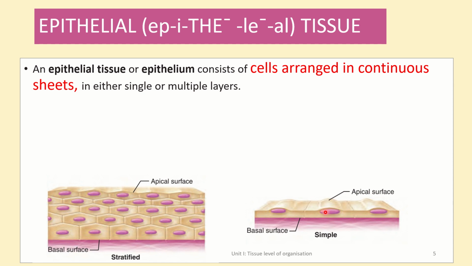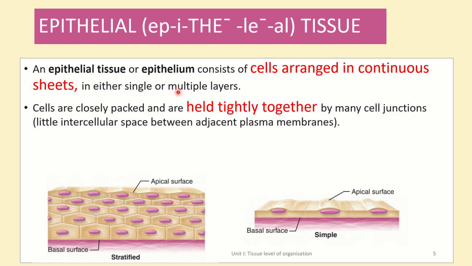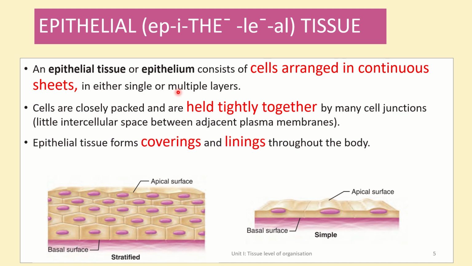Further, in a simple tissue, you can observe one layer of cells, whereas in stratified, they've been arranged one on top of the other, hence in multiple layers. The next thing to note about epithelial tissue, the cells are closely packed and held tightly together with the help of tight junctions. These junctions hold the cells together and at the same time transport proteins from one cell to another, and the adjacent plasma membranes have very little intercellular space between them because of this closed packaging. Further, epithelial tissues form coverings and linings throughout the body.